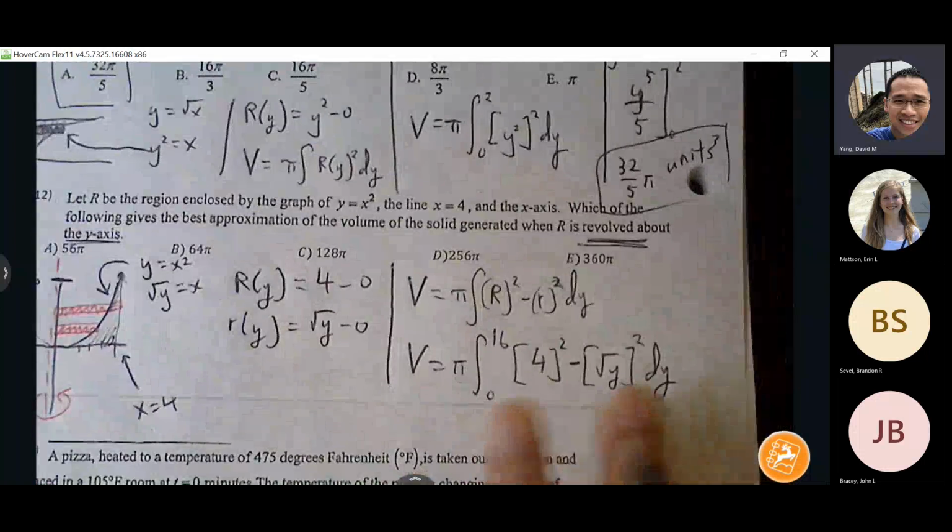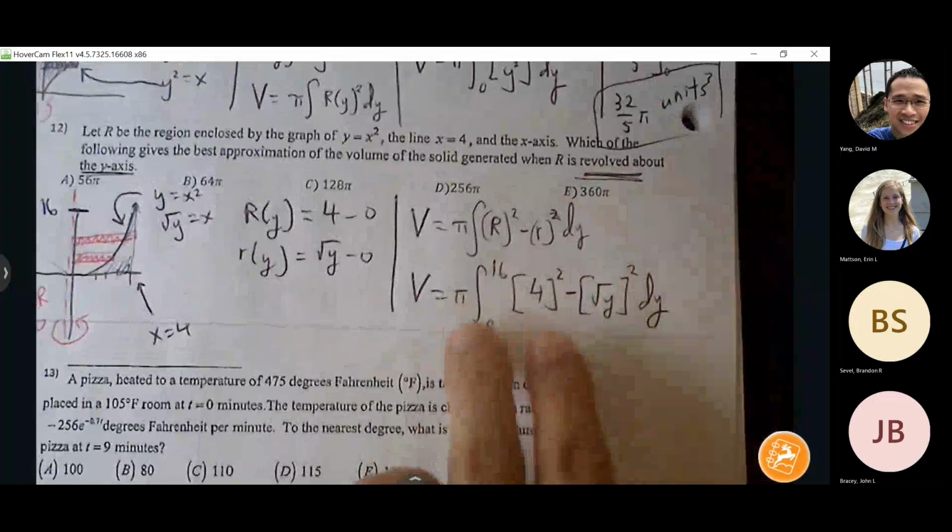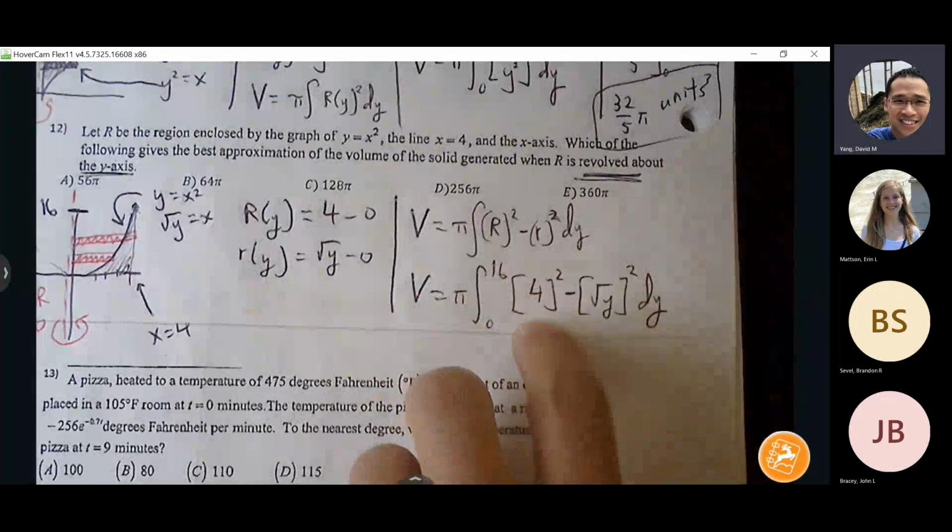Now, this is technically also manageable by hand. You could clean this up, power rule, upper and lower bound.